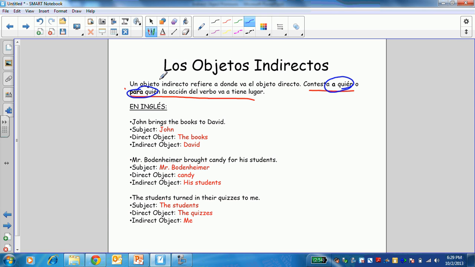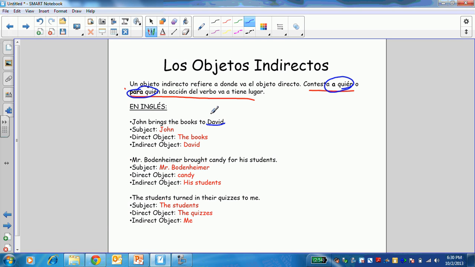Okay, so here's some examples right here in English. John brings the books to David. The subject, who is doing the bringing? John. Who is bringing the books? John, okay? So that's our subject. Direct object, what is being brought? The books. Where are the books being brought to? David. That's our indirect object.